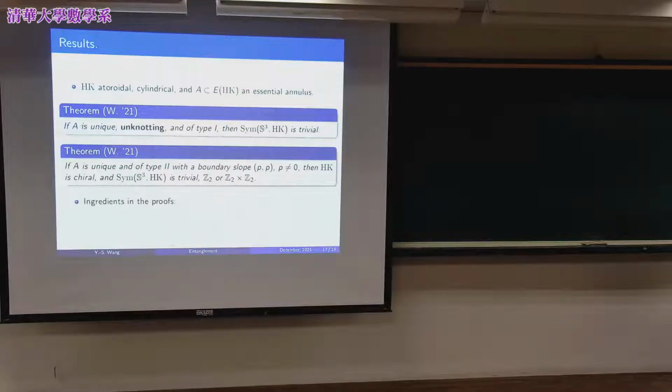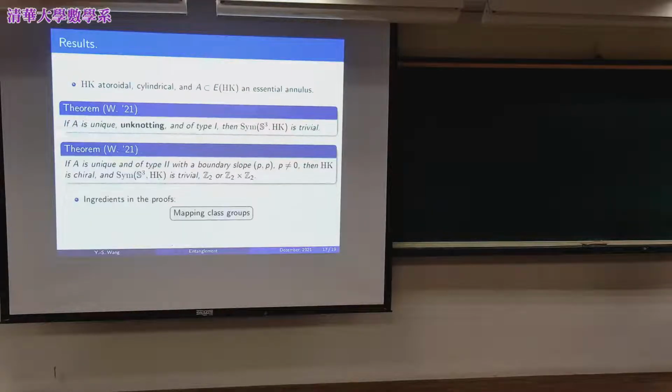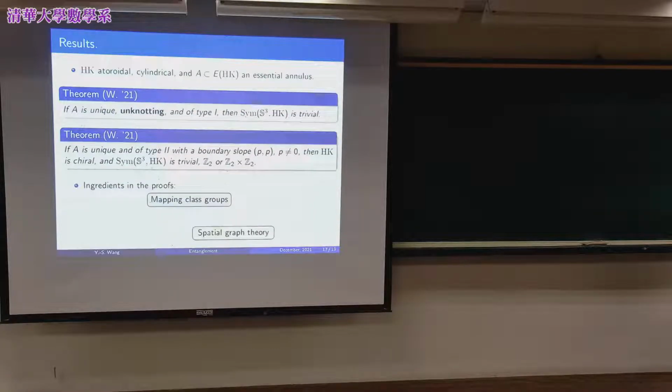All right. There's something about the proof, but I will just go over it very quickly. We need mapping class groups of surfaces because the boundary of the handlebody is a surface. We also need spatial graph theory because the spine of the handlebody knot gives you a spatial graph. We also need 3-dimensional manifold topology because the exterior of the handlebody knot is a 3-manifold. Okay. All right, so that's about symmetry. Any questions?